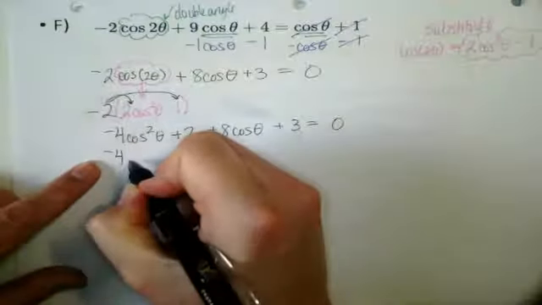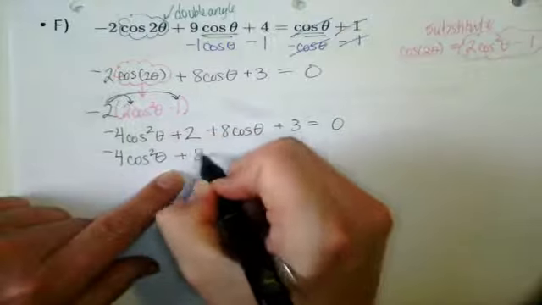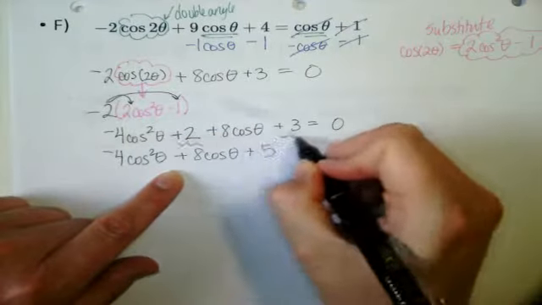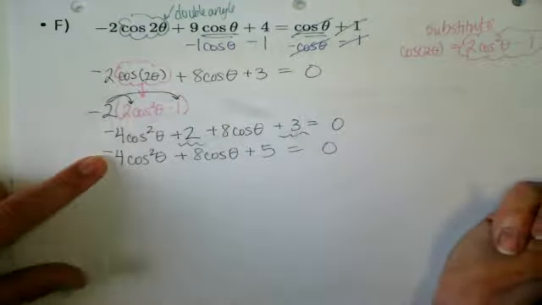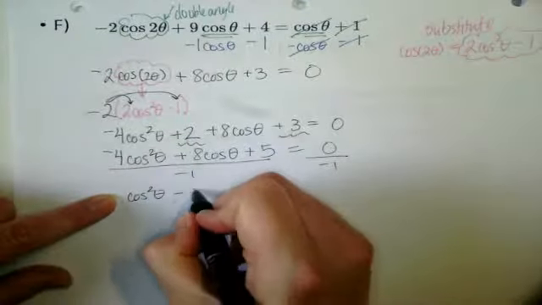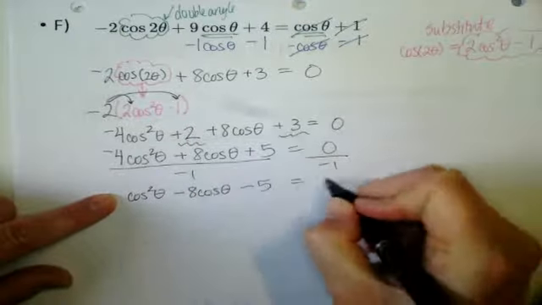Oh, I don't like a leading negative. We'll deal with it. Plus 8 cosine of theta, and then 2 plus 3 is 5. So combining my like terms again, this has a negative out in front. Yuck. I don't like that. I'm going to go ahead and divide everything by a negative to get rid of it. 4 cosine squared theta minus 8 cosine theta minus 5 equals 0. 0 divided by any number is still just 0. So that's, I still have a 4 in front.